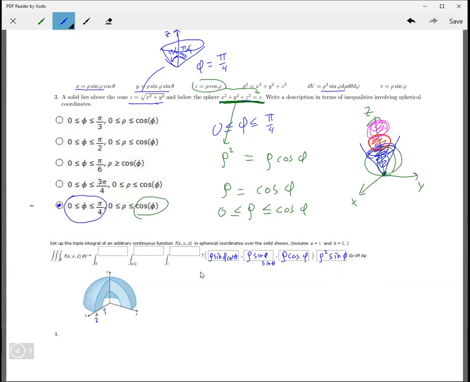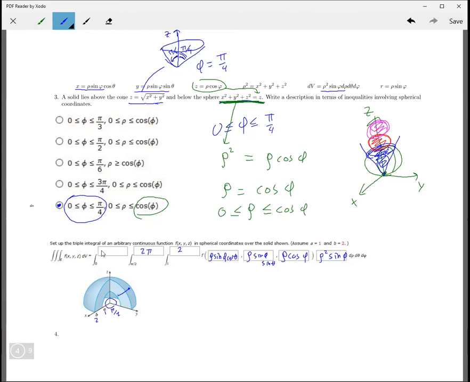Okay, so now rho is going from 1 to 2. That should be a 2, because A was 1 and B is 2. So the radius is going from 1 to 2. Okay, the next one is theta. This angle here is pi over 2. So it starts at pi over 2 and goes to 2 pi. That's going all the way around.